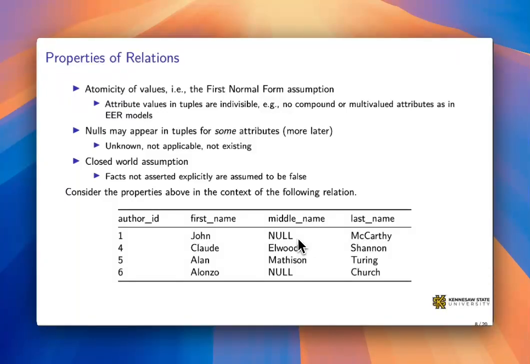And then finally, the closed world assumption, which is that facts that are not asserted explicitly in our database are assumed to be false. So for example, given this author table, if this is the complete author table, and we ask if J.K. Rowling is an author, the answer would be no. And the reason for that is that in a database application, when you answer questions about your data, you answer those questions based only on the data you have in your database, nothing else.